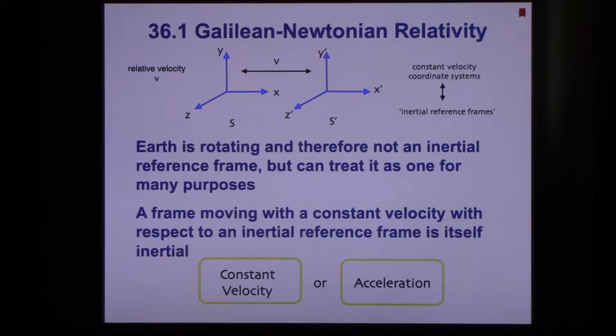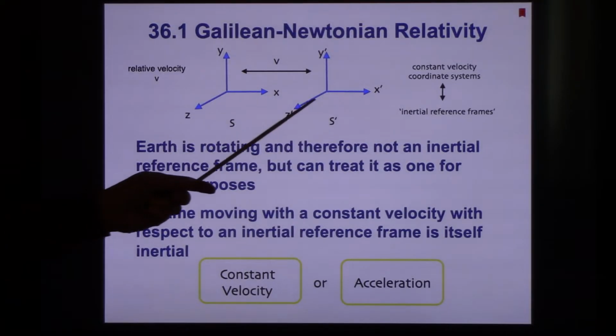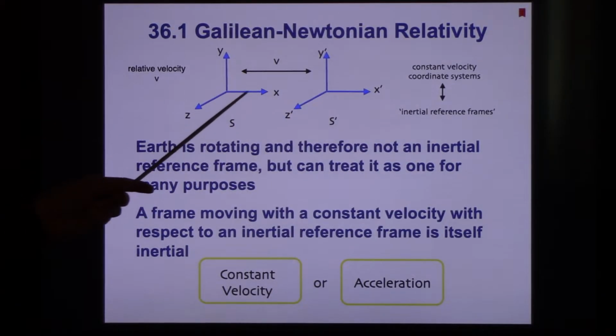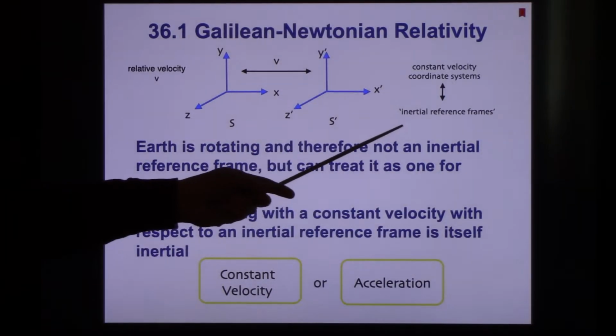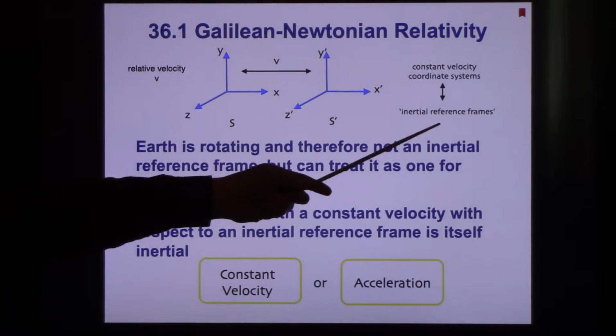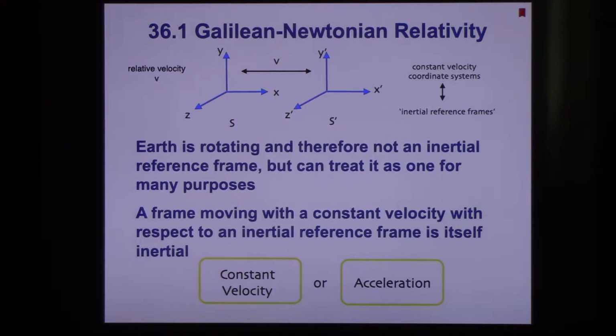Relativity suggests this. In classical physics, there is this concept of relativity, and the idea is if you come up with some coordinate systems, so here's a couple different coordinate systems here, and as long as those coordinate systems are moving at constant velocity, we consider those to be inertial reference frames.